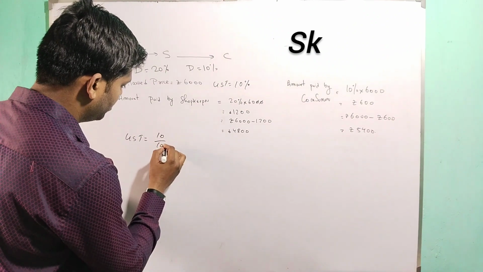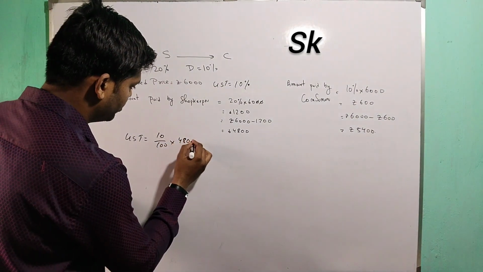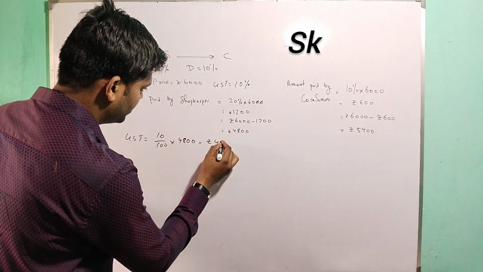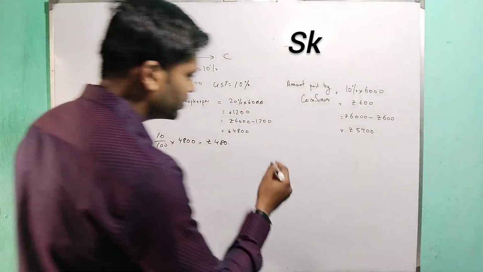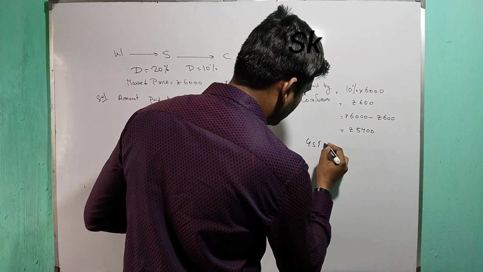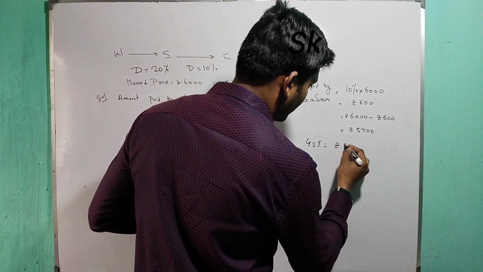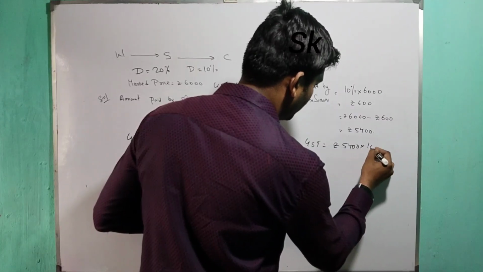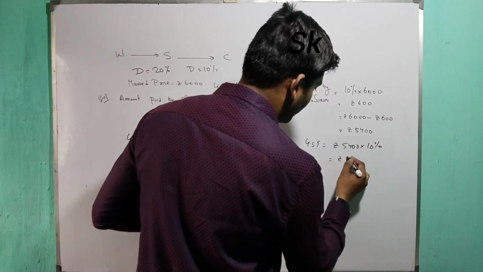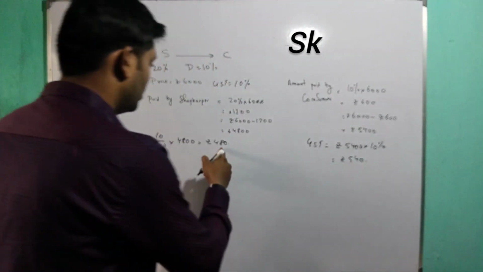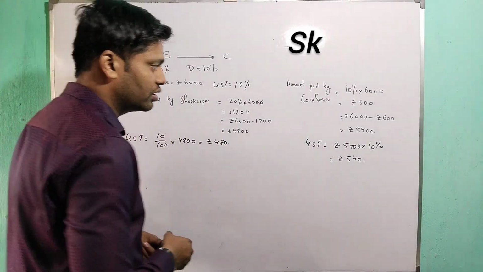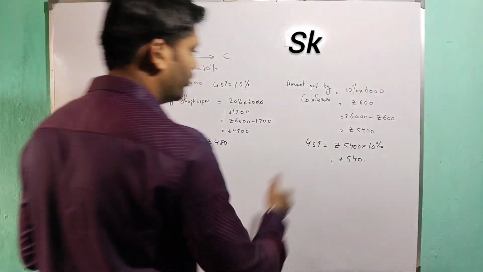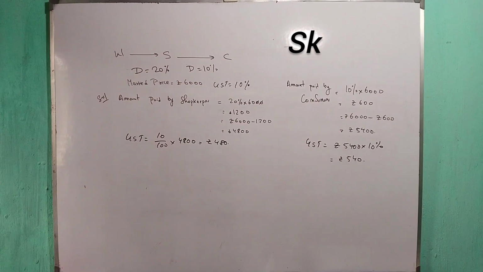GST is equal to 10%. 10 by 100 into 4800, so rupees 480 is the tax amount which he is going to pay to the government. Now for this person, GST is equal to rupees 5400 into 10%, so rupees 540. See, 480, 540. Why? Because he bought it for 4,800 and he bought for 5,400. Obviously when he has bought for more amount, he has to pay more taxes compared to this person.